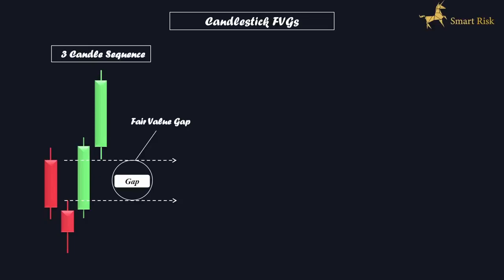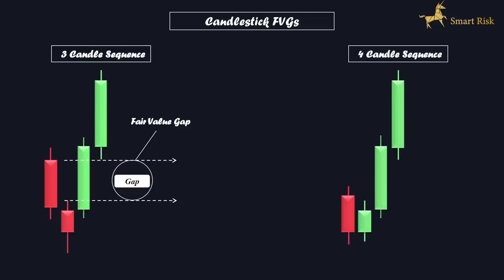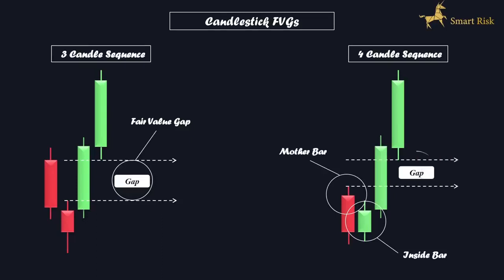However, there is an exception in that we must consider a four-candle sequence to identify a valid fair value gap. When the first candle in a three-candle sequence is an inside bar candle and forms within the preceding mother candle, it becomes necessary to analyze a four-candle sequence to accurately identify the valid fair value gap zone. In situations like this, if we do not consider the mother candle when we are drawing the fair value gap on the chart, our identified zone will not be optimized or valid.